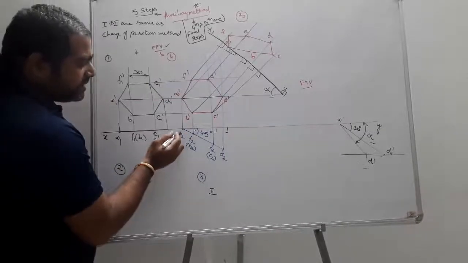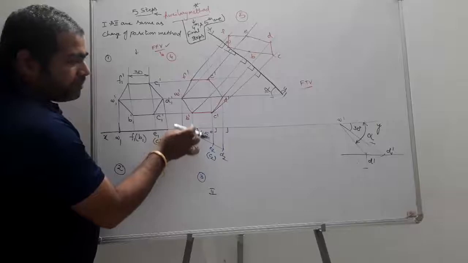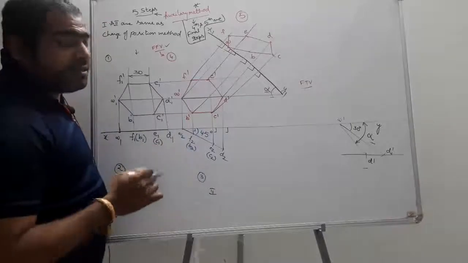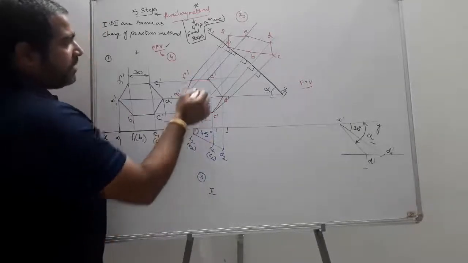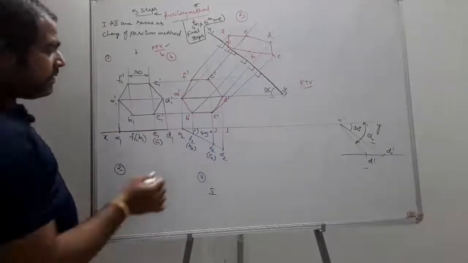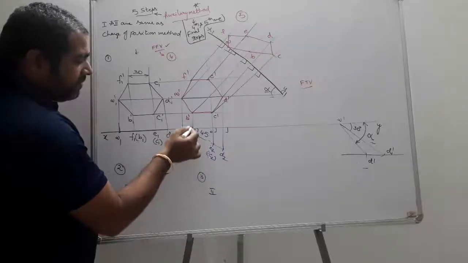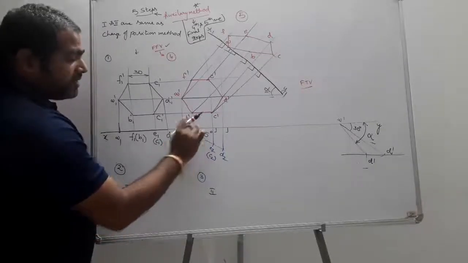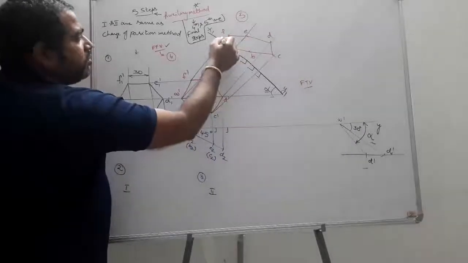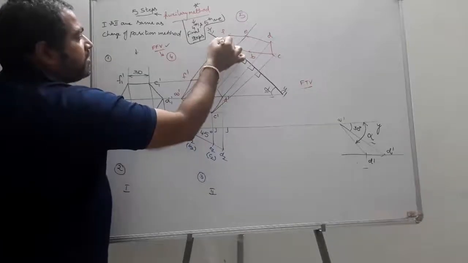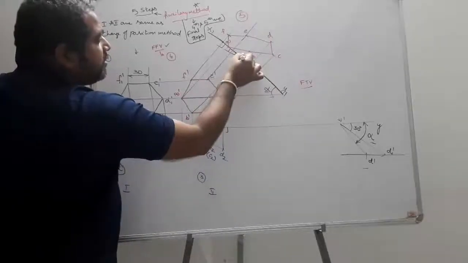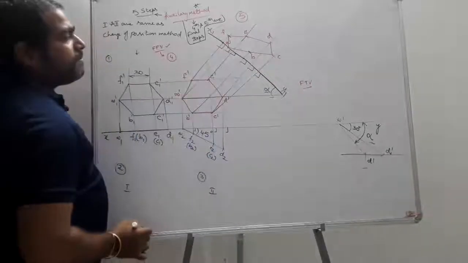Now take the distances from the old reference line to the points and take them from the new reference line and mark the points on the projectors. Point A is already on the XY line, so this was my A projector. I put my point A on x1 y1. F and B are some distance away from the old reference line, so I take that radius and take the centers from the new reference line. This was the projector of F and this is the center, and draw an arc. Similarly for B, this was the center from the new reference line, and draw an arc.